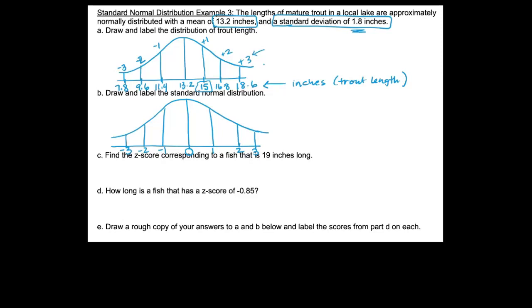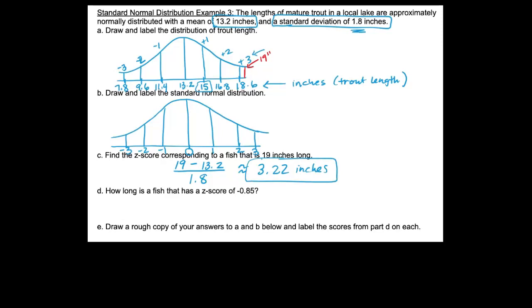And so we want to find the z-score corresponding to a fish that is 19 inches long. And so if we think about what that would look like on our picture, 19 inches long would be about right here. It's above 18.6, and so we're going to use our z-score formula to find the z-score for a fish that is 19 inches long. So we're going to take the data value, which is 19, minus the mean, which is 13.2 inches, divided by the standard deviation of 1.8. And when we do that, we get approximately 3.22.